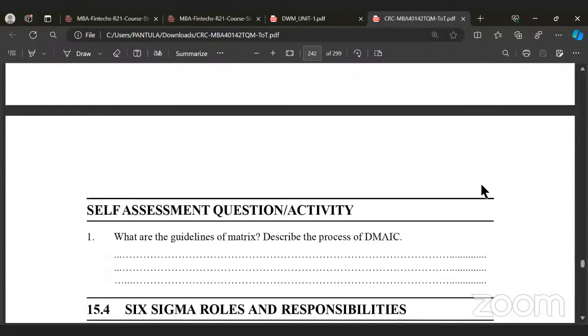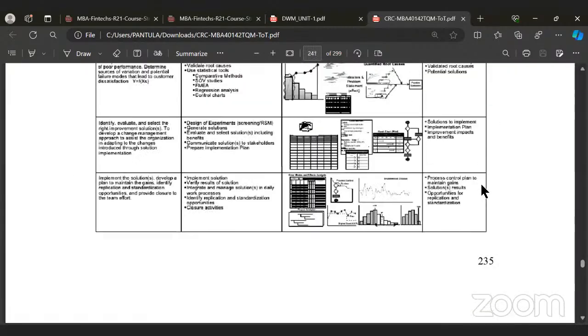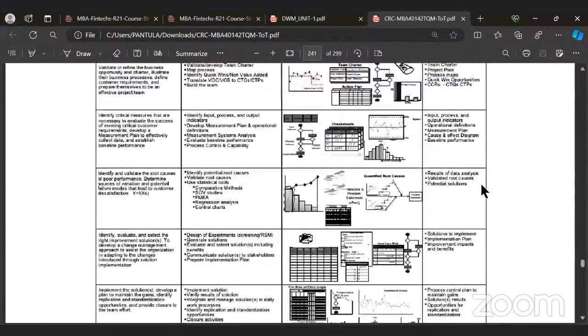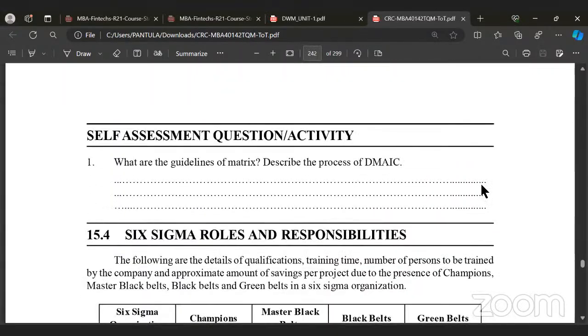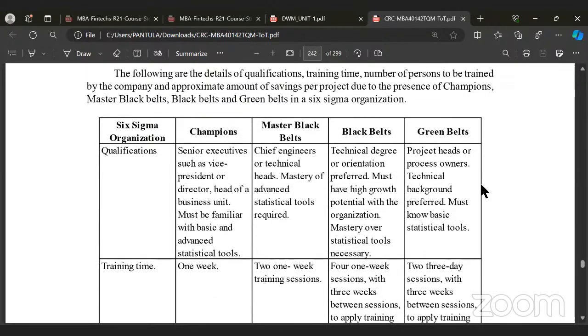You can see here. Next, Six Sigma roles and responsibilities. Six Sigma qualification. So that is champion, senior executives. So there is green belt. We are now talking about white belt, yellow belt, green belt, black belt, master black belt, champions.